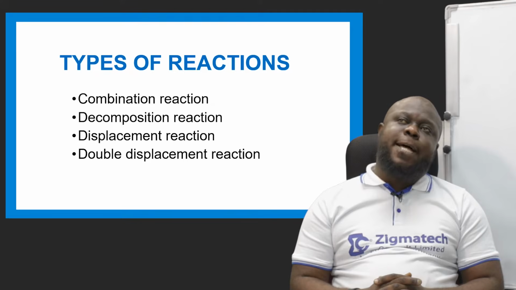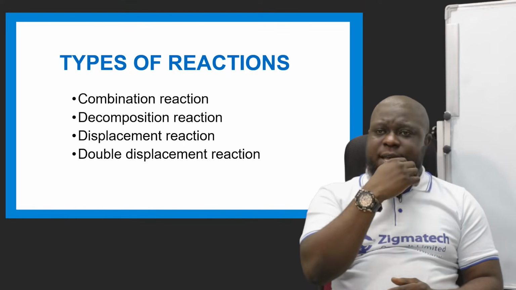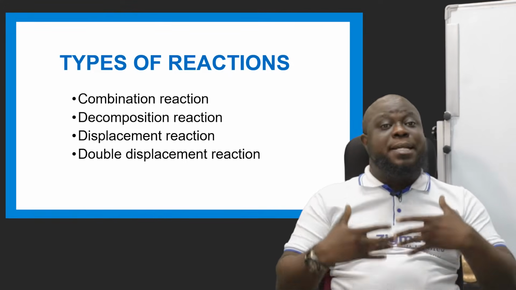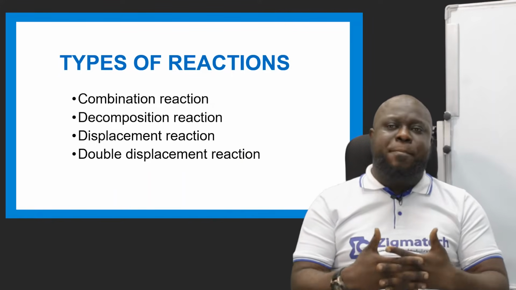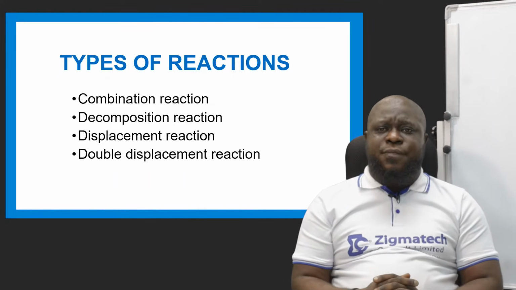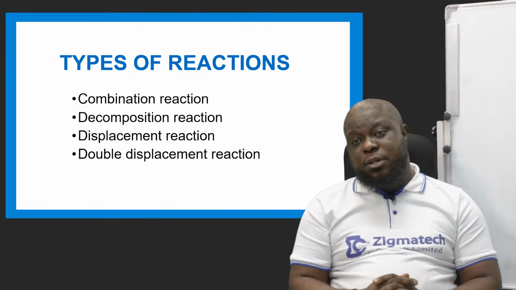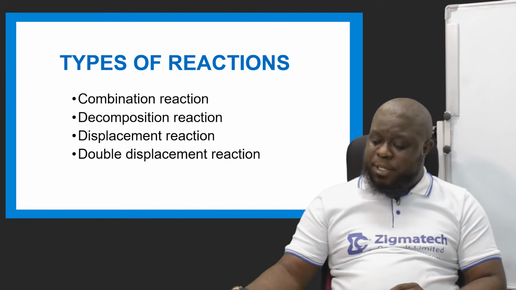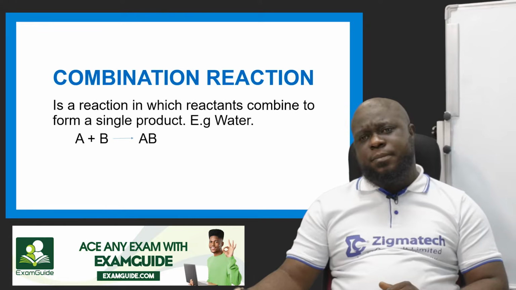Remember, we said that a chemical combination is the reaction, okay? Now, we must know the types of reaction that bring about the types of products. How do they combine in this reaction? Now, the first one is combination reaction. The second one is decomposition reaction. The third one is displacement reaction. And the last one is double displacement reaction. Let's talk about them independently.